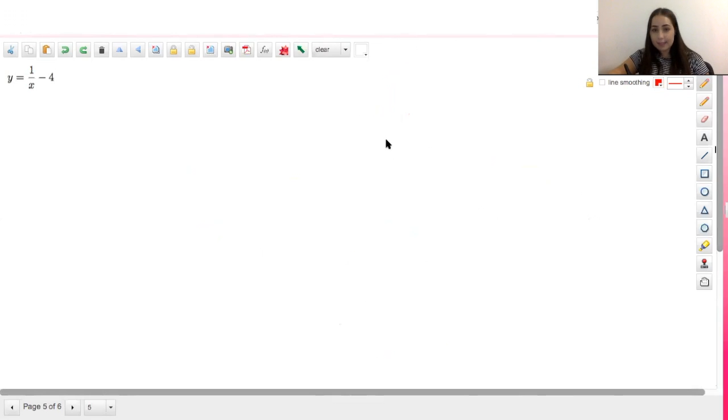Alrighty, so we'll look at the next example. So this one is y equals 1 over x minus 4. So we're going to follow through the same steps. So the first is finding the asymptotes.